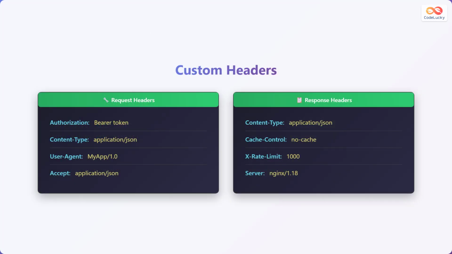Custom headers are essential for providing additional information in HTTP requests and responses. On the request side, common headers include authorization, which carries authentication tokens, content type, indicating the format of the request body, user agent, identifying the client application, and accept, specifying the preferred response format. On the response side, you might see headers like content type, again defining the response format, cache control, instructing caching behavior, X-RateLimit, indicating API usage limits, and server, revealing the server software used. These headers enable effective communication and control between clients and servers.